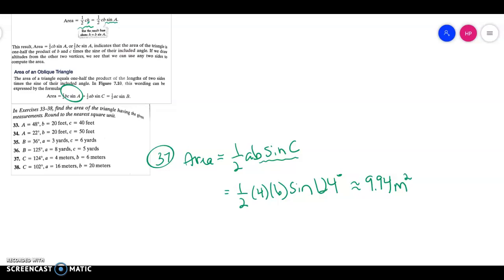So again, a lot to the law of sines, but it is one way that we can solve for parts of triangles when they are non-right triangles and I'm unable to use SOHCAHTOA.